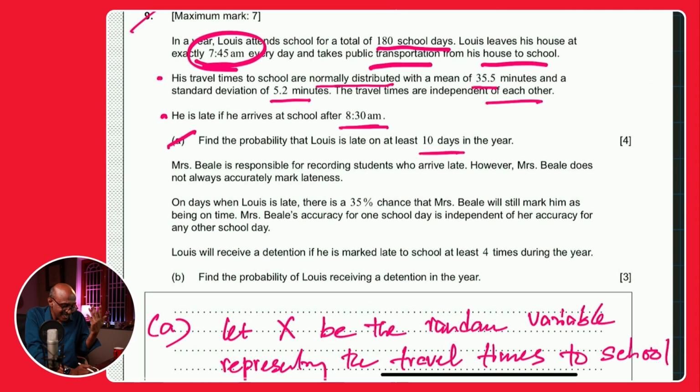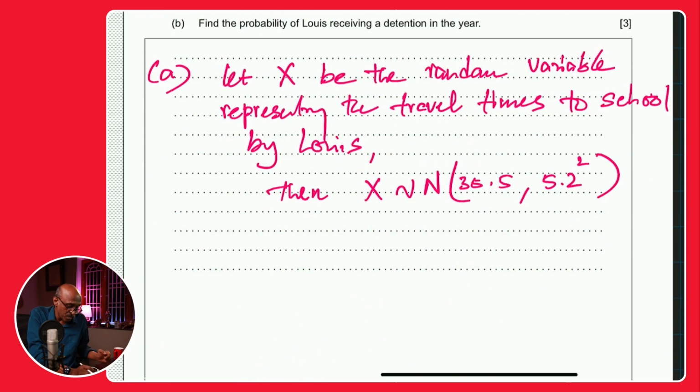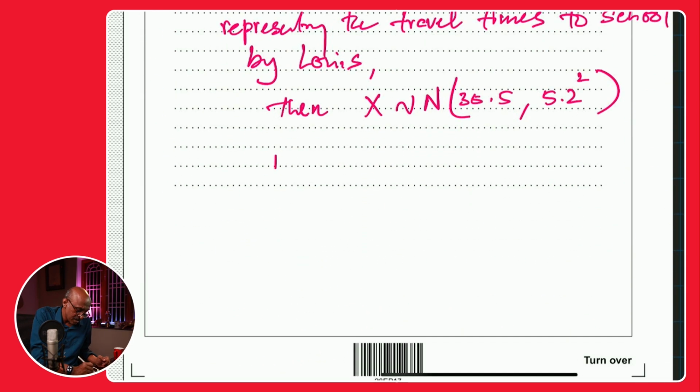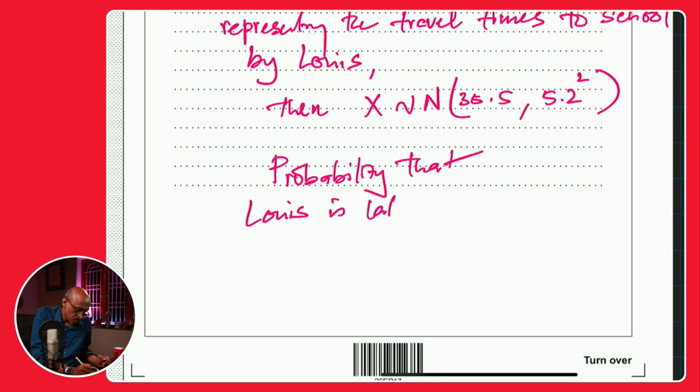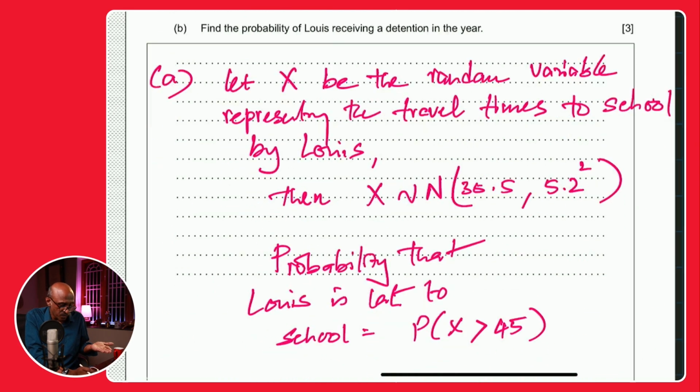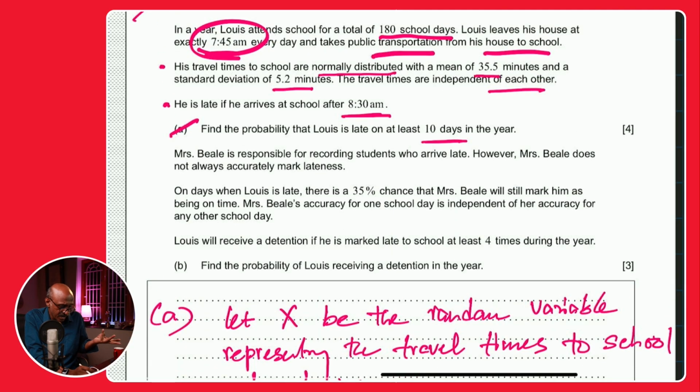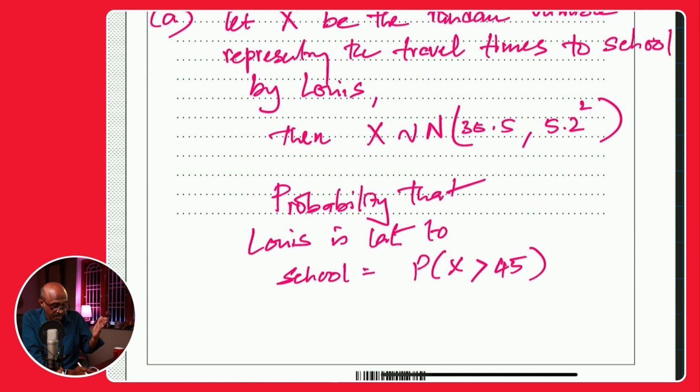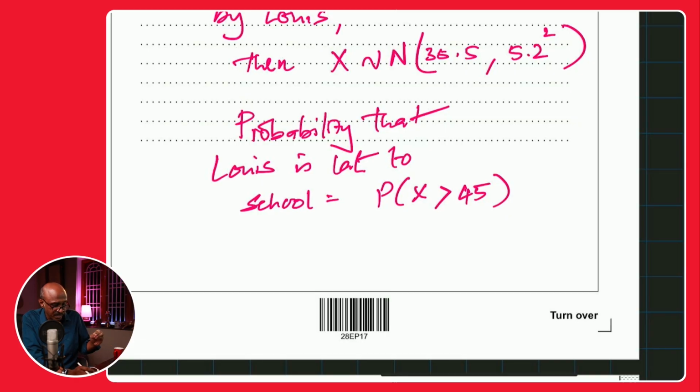Now, what have they said in the question? He's late if he arrives at school after 8:30 a.m. All right, so the probability that Louis is late to school is equivalent to finding the probability of X greater than 45, okay? Because equal to 45 would mean that that's 8:30 a.m. So 45 is basically, he's leaving home at 7:45, and 8:30 a.m. is the deadline at school. So we got to find out what is the probability that X is greater than 45.